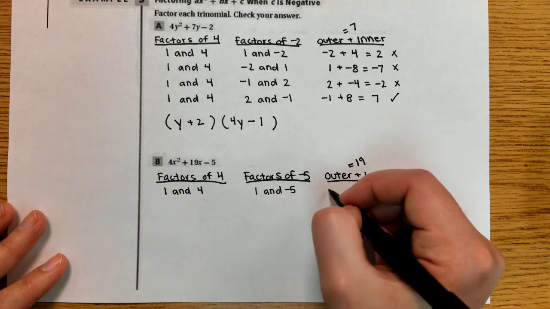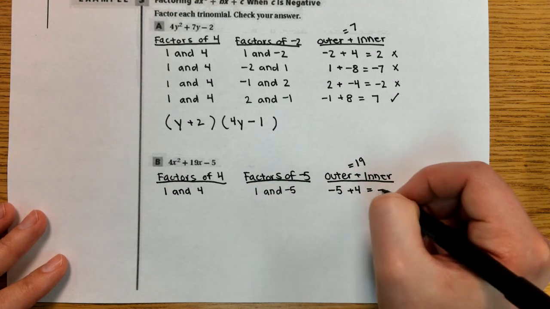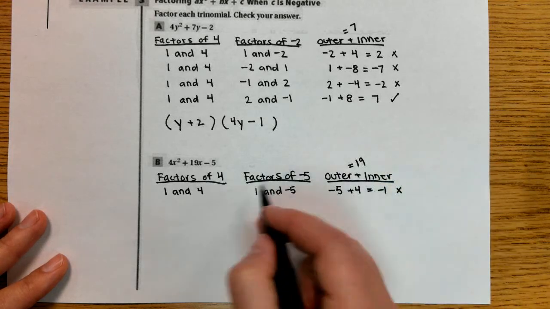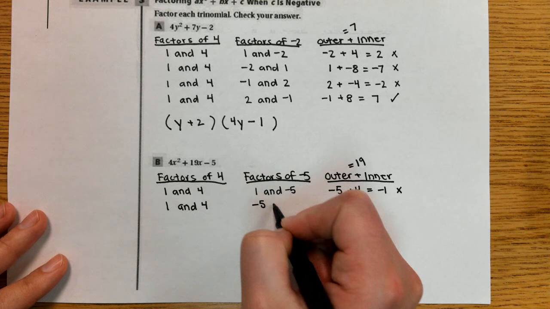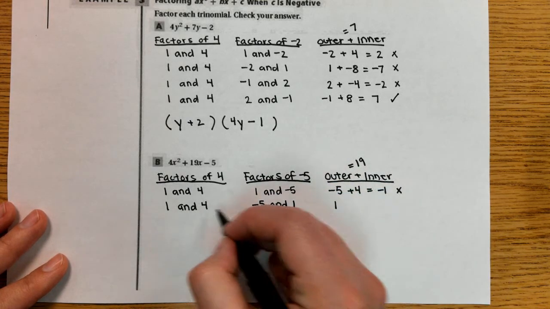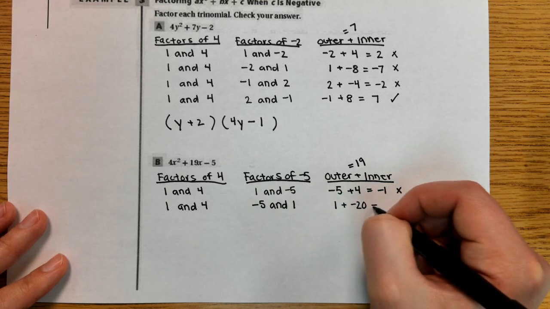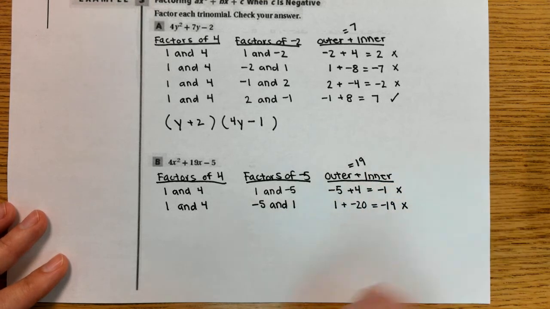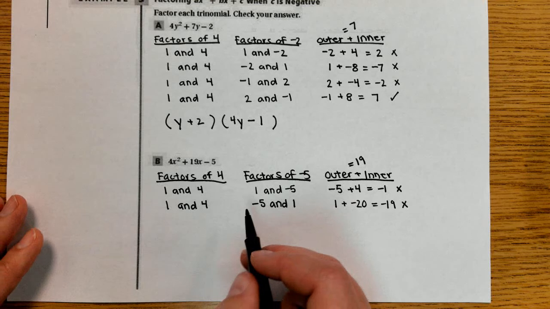1 times negative 5, and then 4 times 1 is 4. And when I add that together, I get negative 1. No good. So let's reverse that order. So 1 and 4, negative 5 and 1. So 1 times 1 is 1. 4 times negative 5, negative 20. And that gives us negative 19. No good.